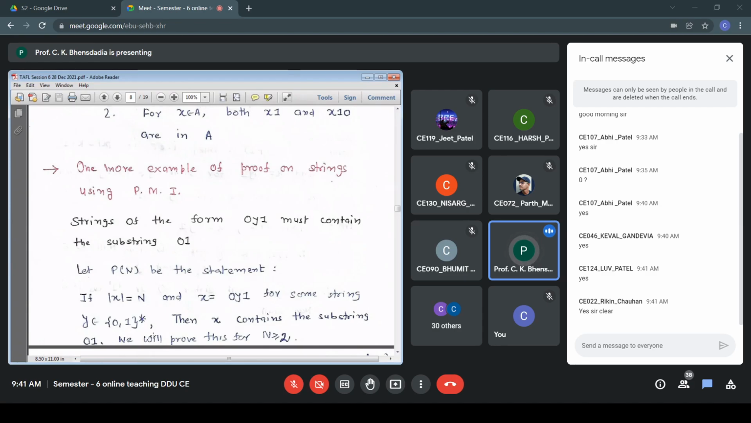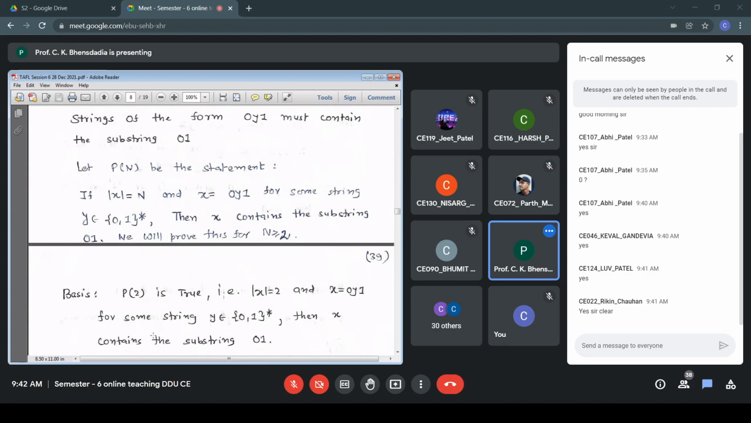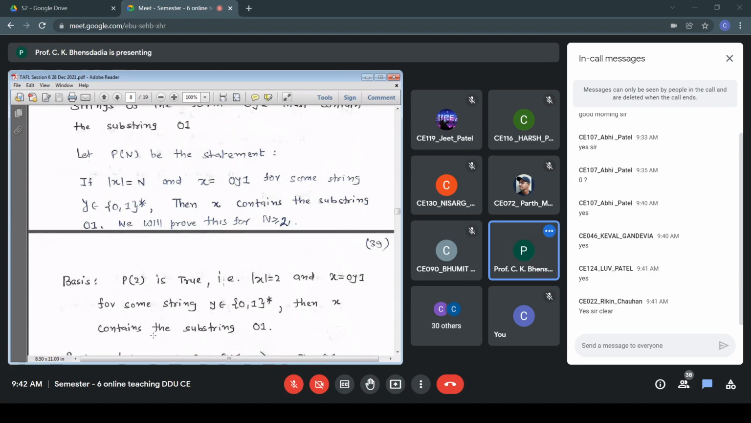So prove the basis, write the basis. P of 2 is true. N equal to 2, that is my basis, that is P2 is true. Replace n with 2: length of x is 2, x equal to 0y1 for some string y belonging to sigma star, x must contain the substring 01. The starting value of n is 2, that is my basis.